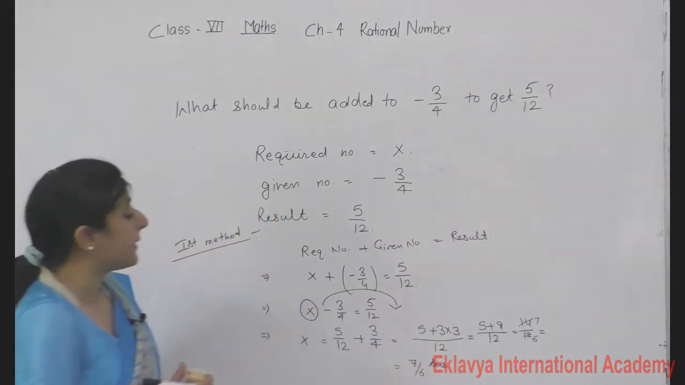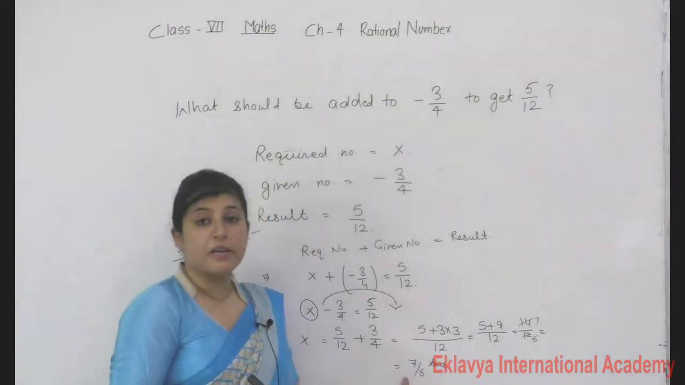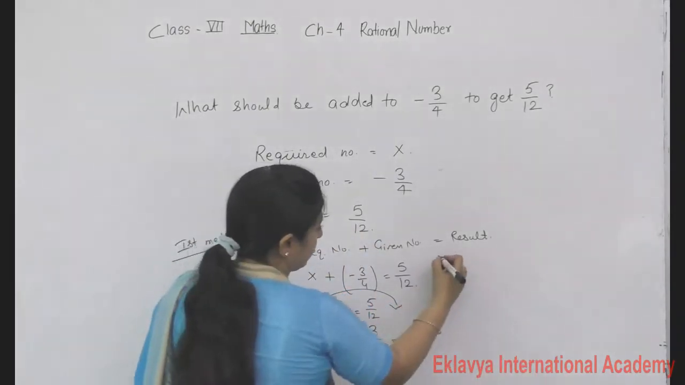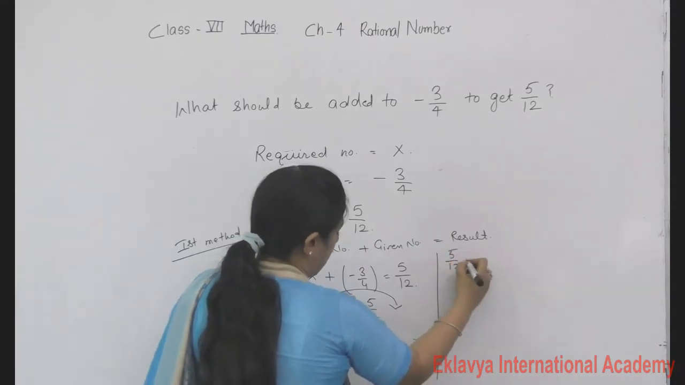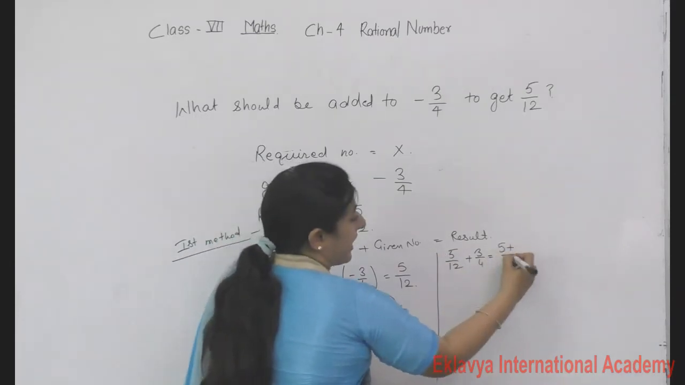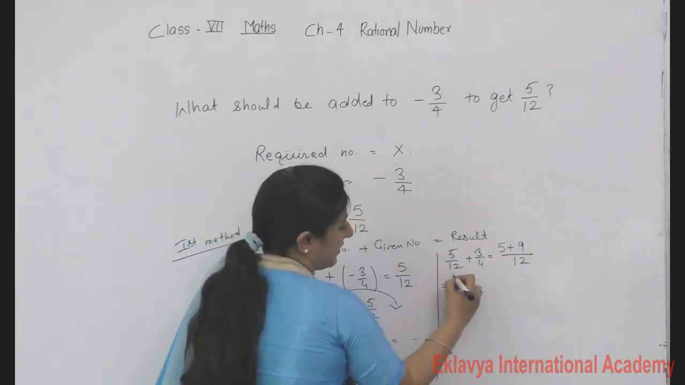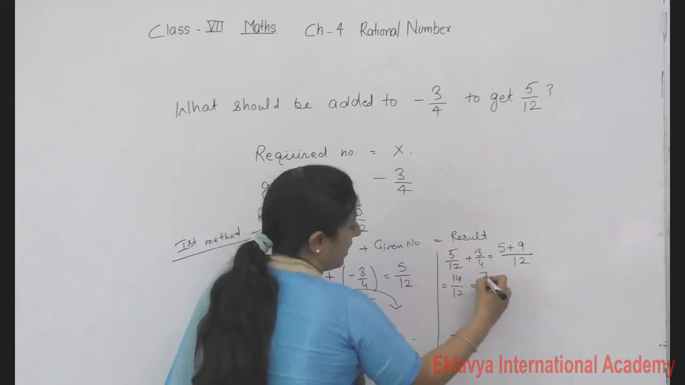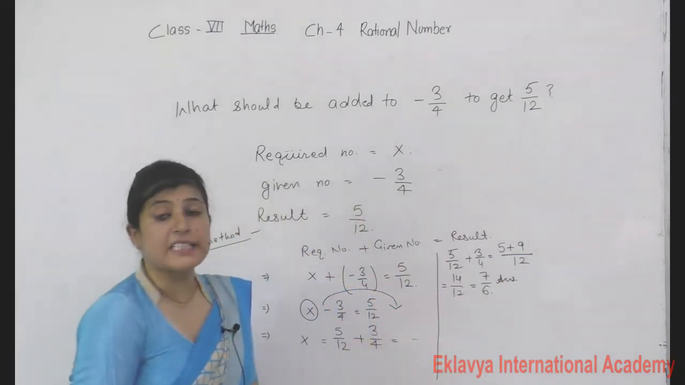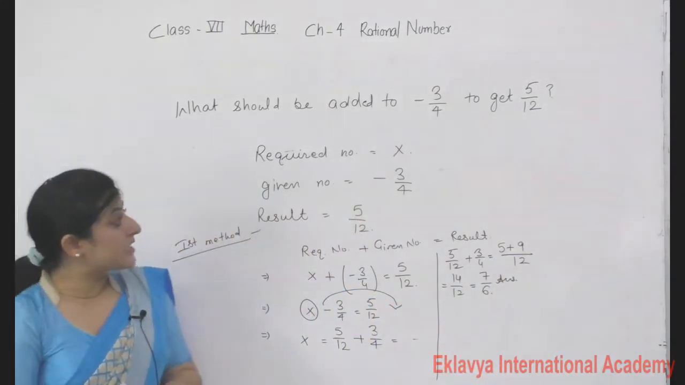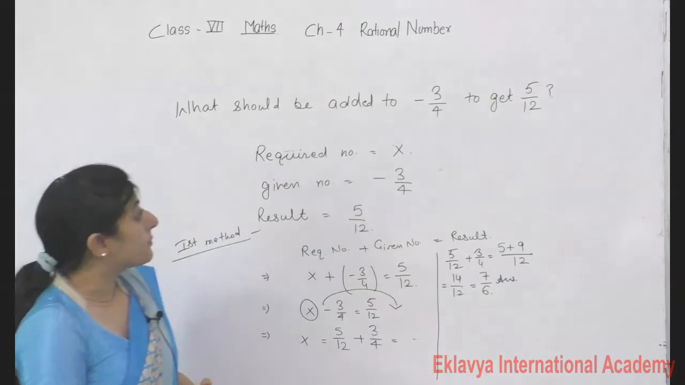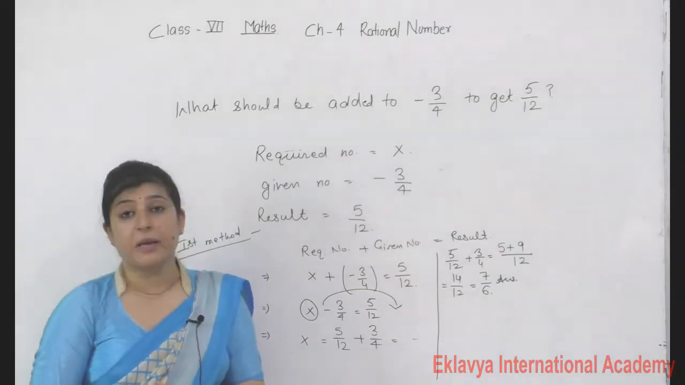It means what should be added? That is required number 7 by 6 should be added. If not seen here, see here. 5 by 12 plus 3 by 4, take LCM 12. Then it becomes 5 plus 4 3s are 12, 3 3s are 9. That is 14 by 12, 2 7s are 14, 2 6s are 12. 7 by 6 is the answer. It means what should be added? 7 by 6 should be added to minus 3 by 4 to get 5 by 12.